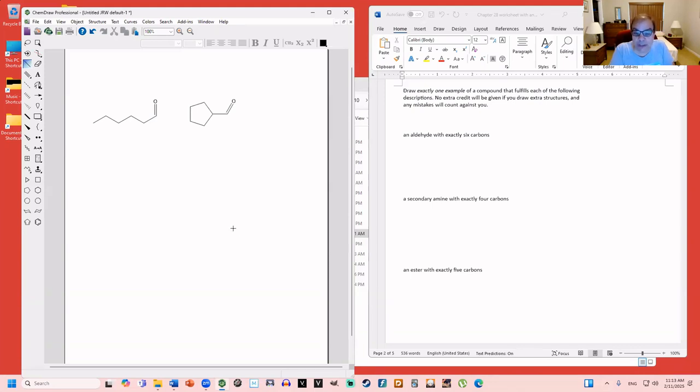Next one, a secondary amine with exactly 4 carbons. So first you need to know what a secondary amine is. And a secondary amine is defined as a nitrogen with 1 hydrogen and 2 alkyl groups. So there is a generic secondary amine, a nitrogen with 1 hydrogen and 2 alkyl groups. And it needs to have exactly 4 carbons. And there's tons of ways to do it.